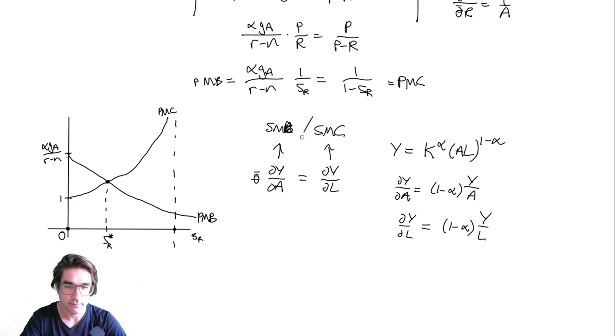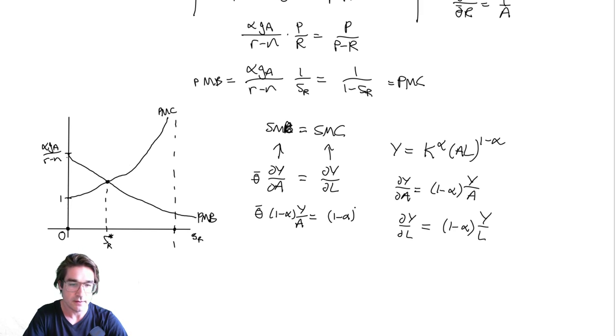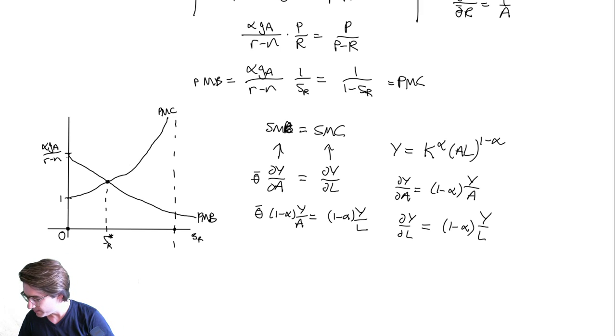Which means these two are equal. All right, so let's plug in. We're going to get, and you can see that this looks similar to what we got up top, theta bar times 1 minus alpha Y over A, and then 1 minus alpha Y over L. Just checking my notes here to make sure I'm not going off the rails.